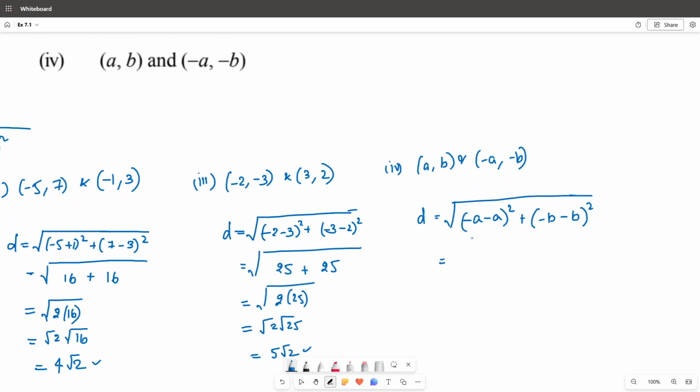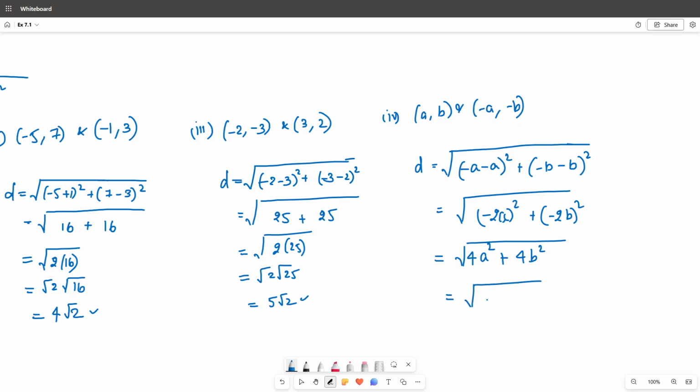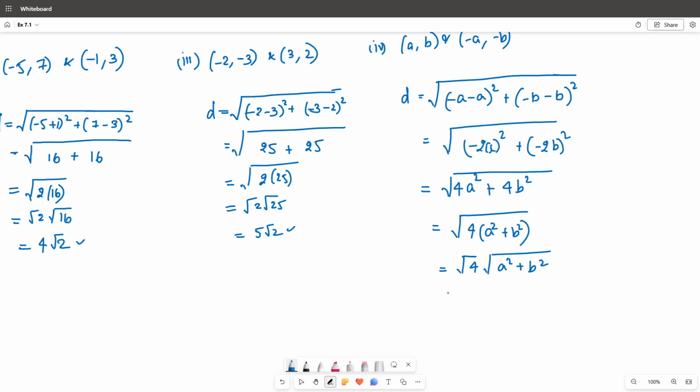So we have minus a minus a is minus 2a square, and similarly minus 2b whole square. So we have this is 4a square plus 4b square. Now if I take 4 common out of the two terms, then I would get 4 of a square plus b square. Now this can be written as root 4 into root a square plus b square, and we know the root 4 value is 2. Therefore the distance between the last pair is 2 into root of a square plus b square.